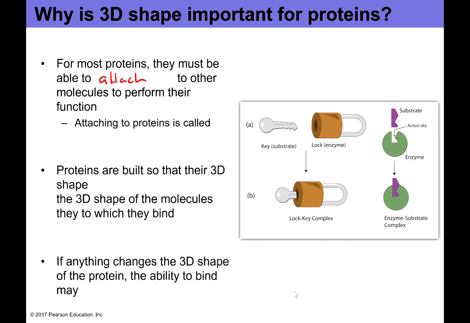That attaching, in the study of these molecules, we call binding. In fact, I've used that word a couple of times already. Binding, to say that something binds means that it attaches. And so proteins are built so that their 3D shape closely matches the 3D shape of the molecules to which they bind.